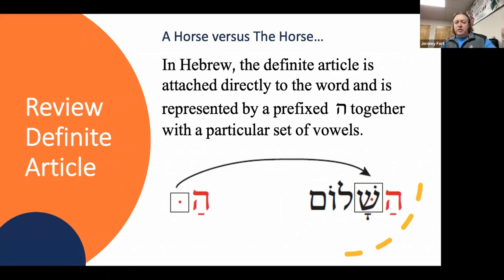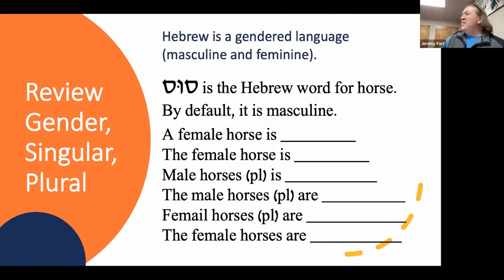Any questions on the definite article? Are we good on that one? Till next time. Don't worry. This is our sixth week going over stuff, so don't worry. We will continue to go over it. So you're actually not too late. If you've had a little bit of intro into the Hebrew, you're not too late.